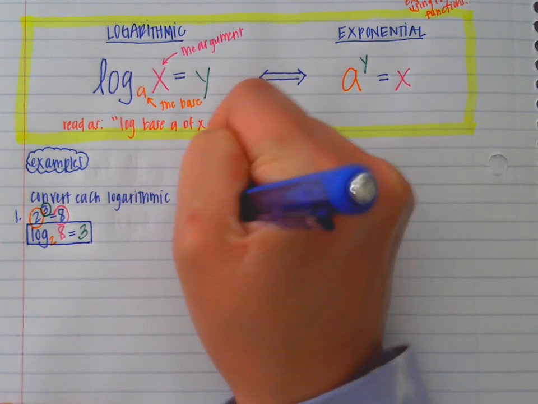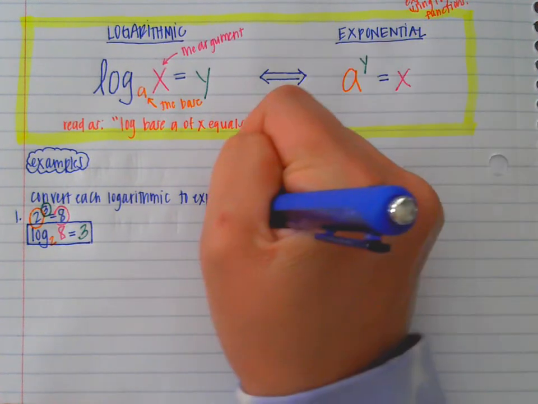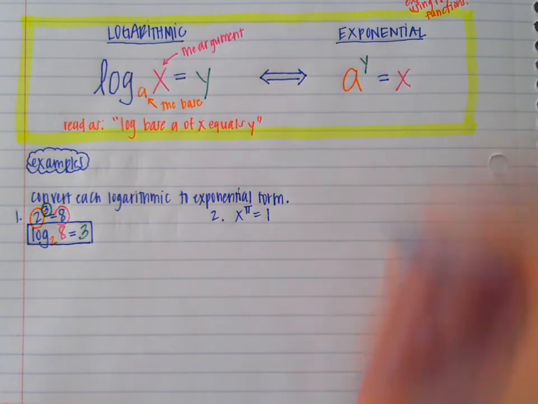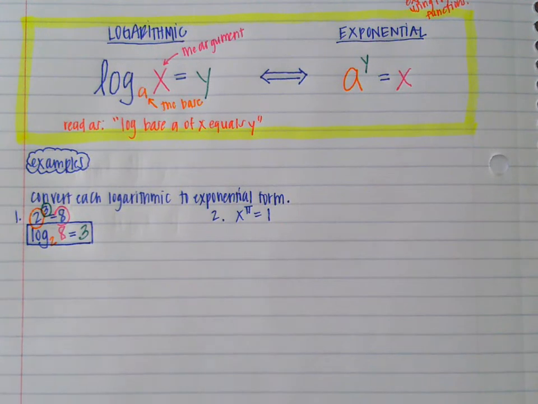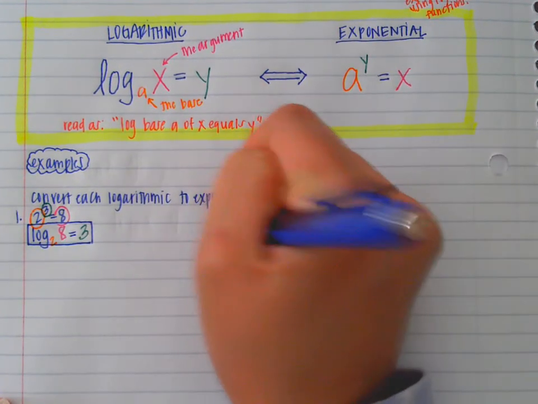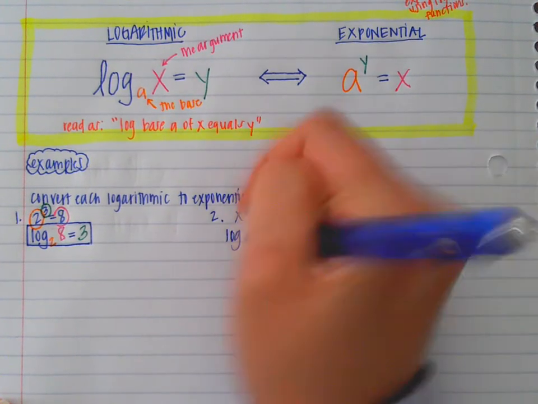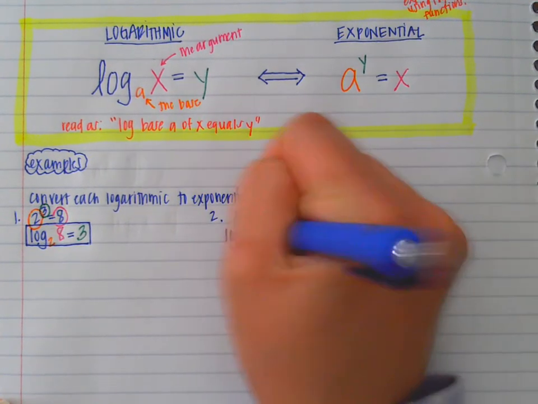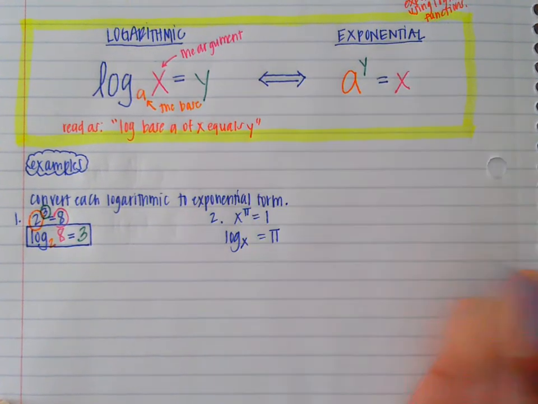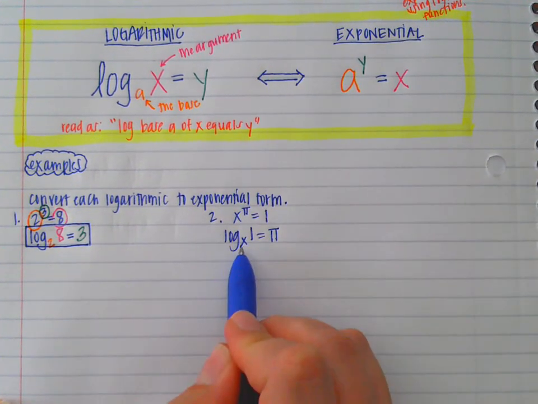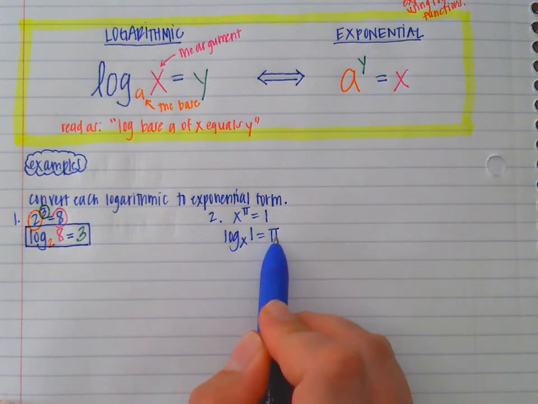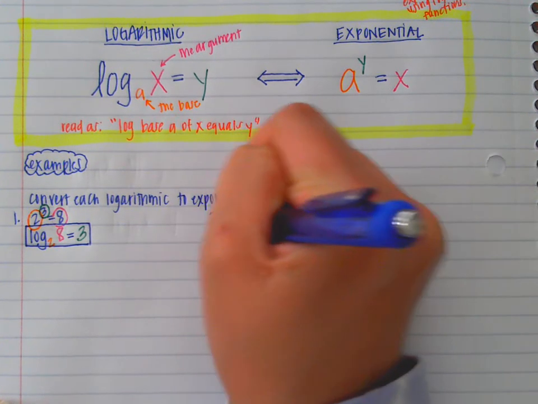Okay, so for 2, we're going to have x to the pi equals 1. Again, you can do the loop-de-loop, but the way that I think about it, and maybe I won't use colors here because they might throw you off, I think it's going to be log base, whatever the base of the exponent is. Log is always equal to the exponent, and so it's log base x of 1 equals pi. And that's it.